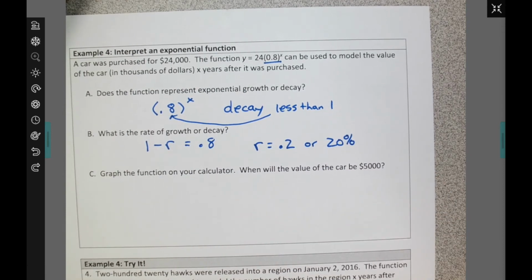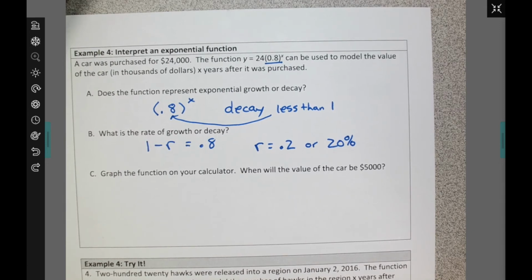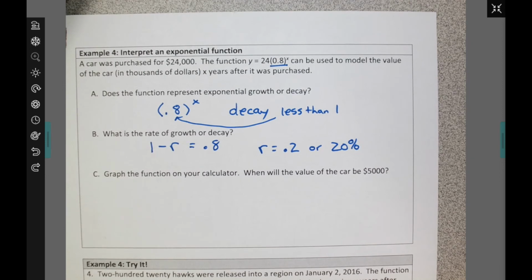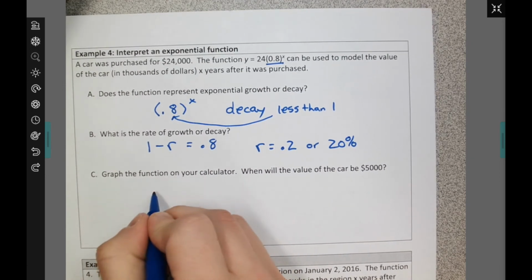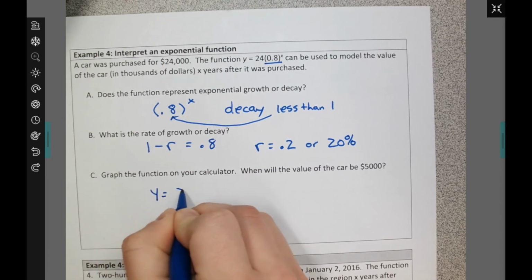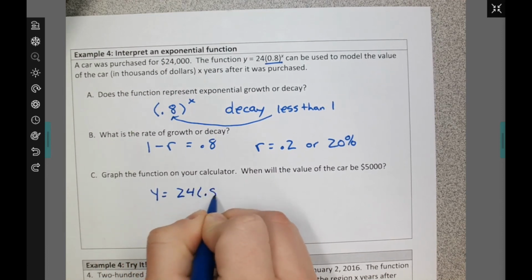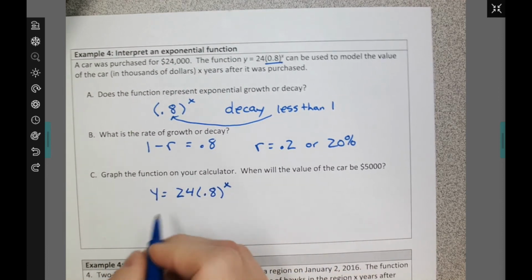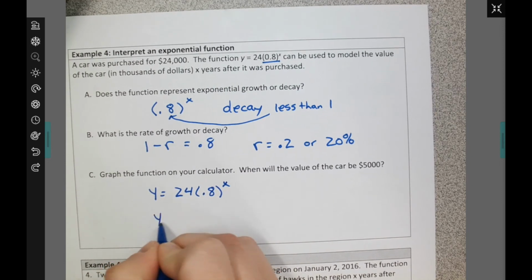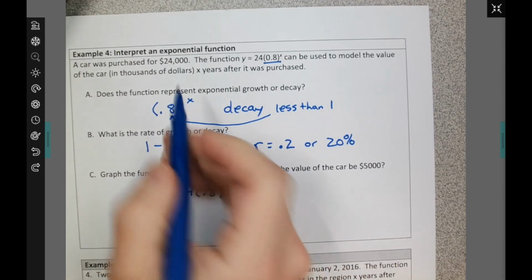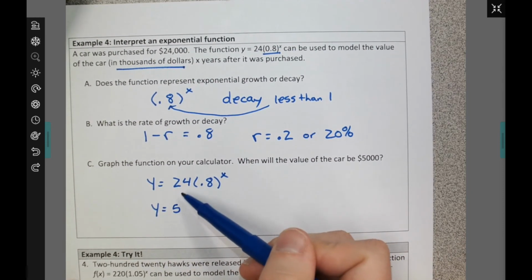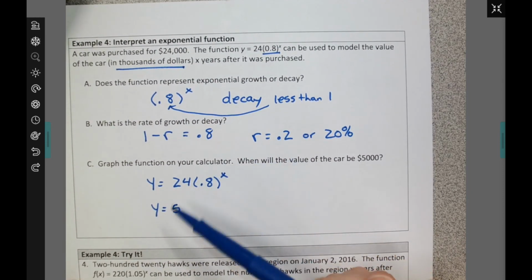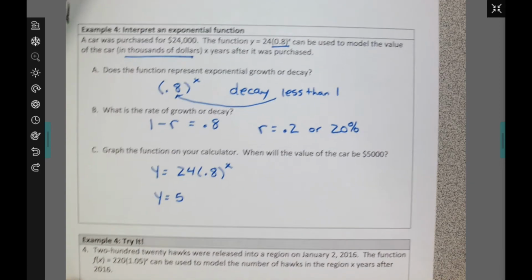So then lastly, they want you to graph it on your calculator and figure out when the value of the car will be $5,000. There are two graphs we're actually going to do. It's kind of a system. You're going to have y equals 24 times 0.8 to the x power. And then I want to know when it's going to be $5,000, so y equals 5. Remember, in the problem, they said that our money is represented in thousands of dollars, so I'm just going to let y equal 5.